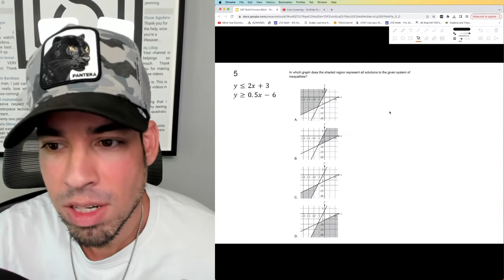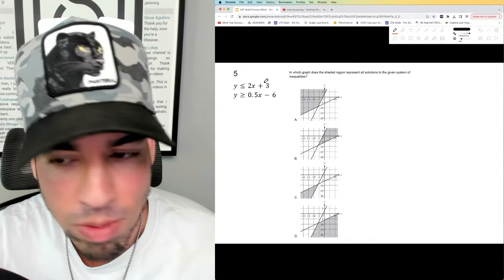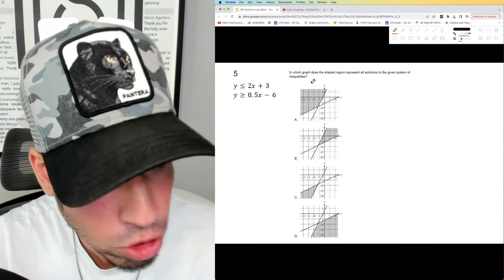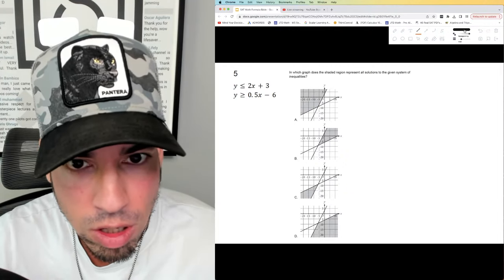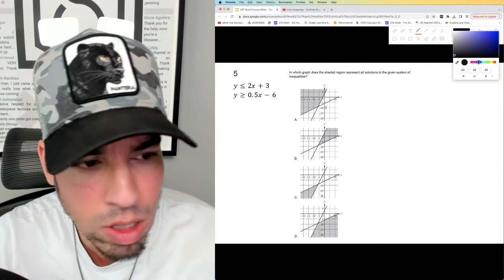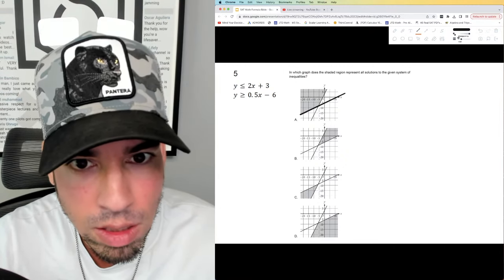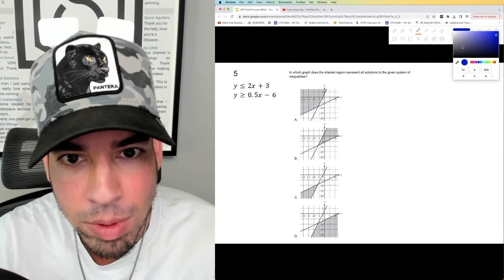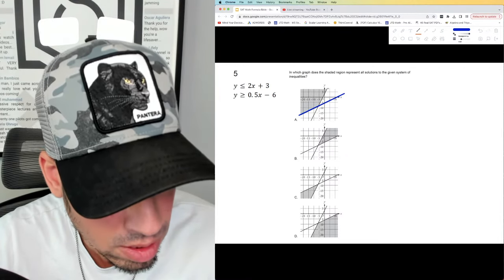Okay, and then here's another one that popped up on the October SAT that I wanted to show you guys. So this is a nice system of linear inequalities again showing up, but now it's a graphical version. Now this one's pretty cool because if you notice, let me change the color here so you can see it a little better. Every single line is the exact same.